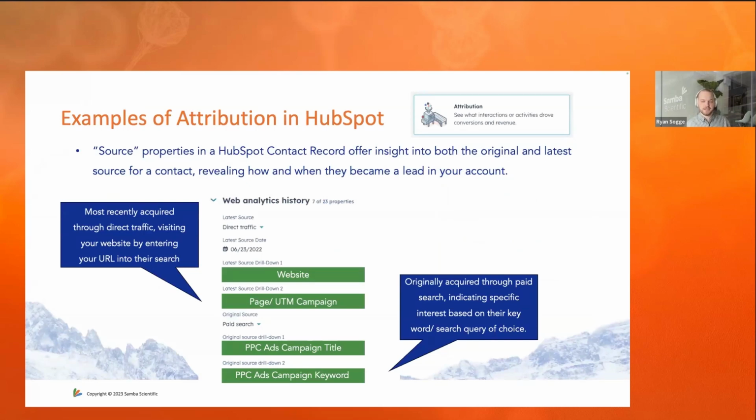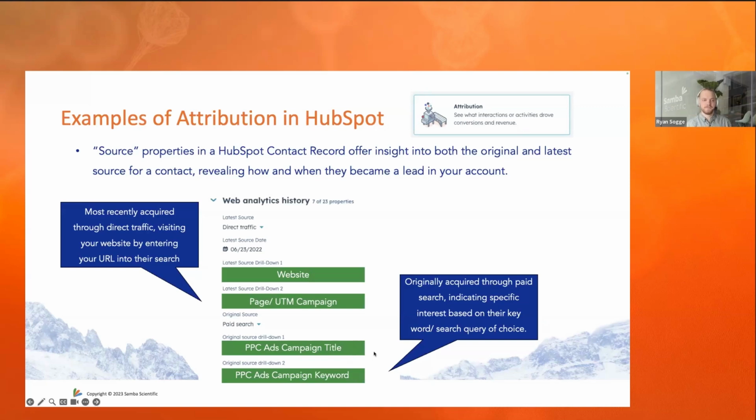Now here we can see just an example of some source properties within a contact record in HubSpot. This is just an example here, but you can see the contact's latest source date, and drill downs as far as latest source as well as first source. So in this example, this contact was first acquired through paid search. And here you could see the Google ad campaign title, as well as the keyword that they may have used to find your ad.